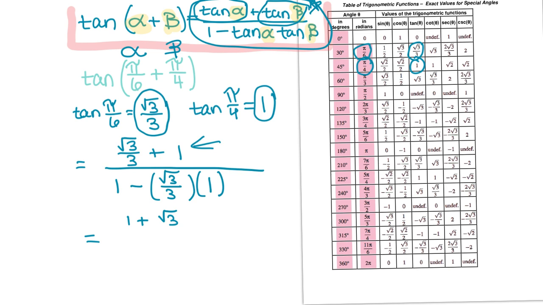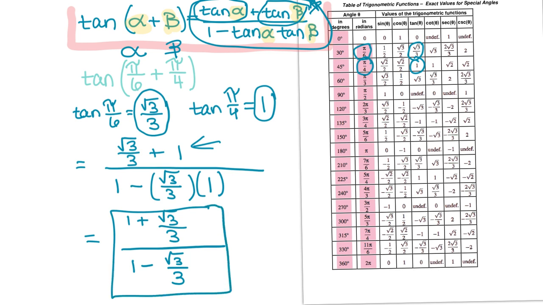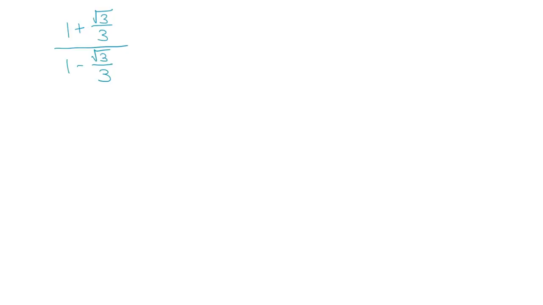But you don't have to. I just prefer that. And here I'm going to have 1 minus square root 3 over 3. All right, so what I'm going to do is take this and transfer it to where I have a little bit more room, and then pick it up and continue solving.